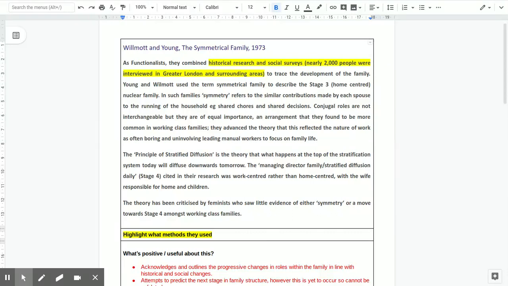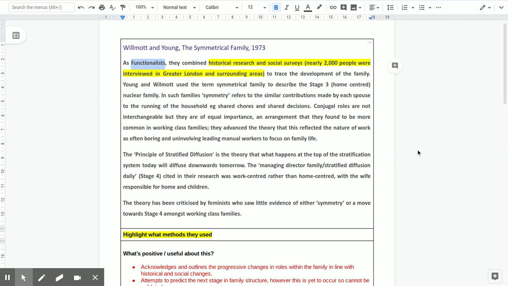All right, guys. So Willmott and Young, a slightly more complicated theory, but hopefully this will help you understand it a little bit better. This sheet doesn't really do it too much justice. There's a wider theory around the symmetrical family, but I'll try my best to summarize it verbally for you. The first thing to note is that they are indeed functionalists.